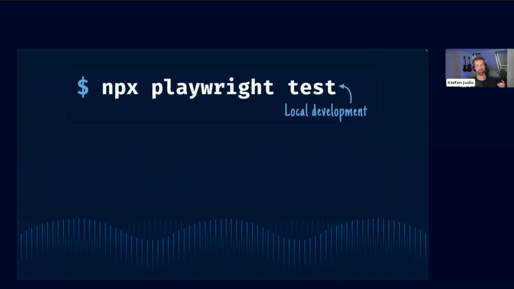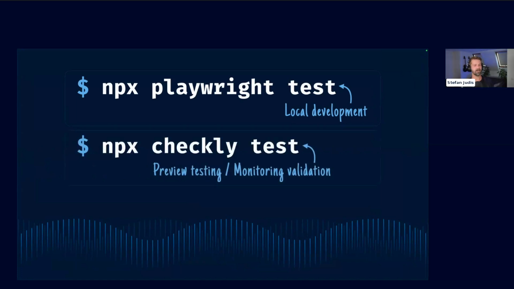So we're Checkly for end-to-end cases. We really want everybody to also follow suit, put on the user hat, stop monitoring with your support team, but monitor with technology. So usually what you want to do is develop your Playwright tests locally with npx playwright test against your localhost, whatever you're doing. Then once you're feature ready, you want to use npx checkly test to do preview testing, similarly like you do with Playwright before, but also to validate your monitoring setup, right?